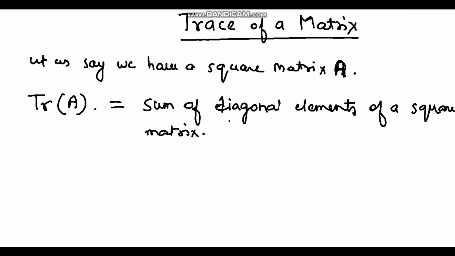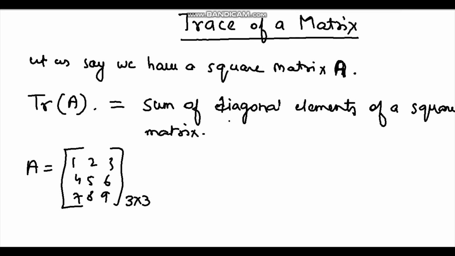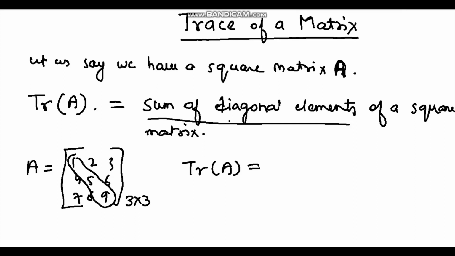If our matrix is not a square matrix, then we can't find the trace of a matrix. Let us take an example. Let us say A is a square matrix 1 2 3 4 5 6 7 8 9. It is a 3 into 3 matrix. Then trace of matrix A is nothing but the sum of diagonal elements. What are the diagonal elements? 1, 5 and 9. Sum of 1, 5 and 9 is 15. It's very simple.